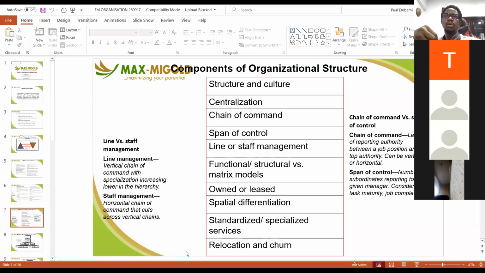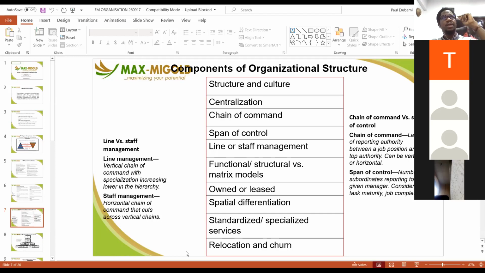Okay, number of subordinates reporting to a given manager, depending on the task maturity and job complexity. Let's look at line versus staff management. Line management is a vertical chain of command with specialization increasing lower in the hierarchy. So when we take the chain of command and run it into a straight line down arrangement where you have the generalist at the top and the specialist at the bottom, then you are looking at line management.